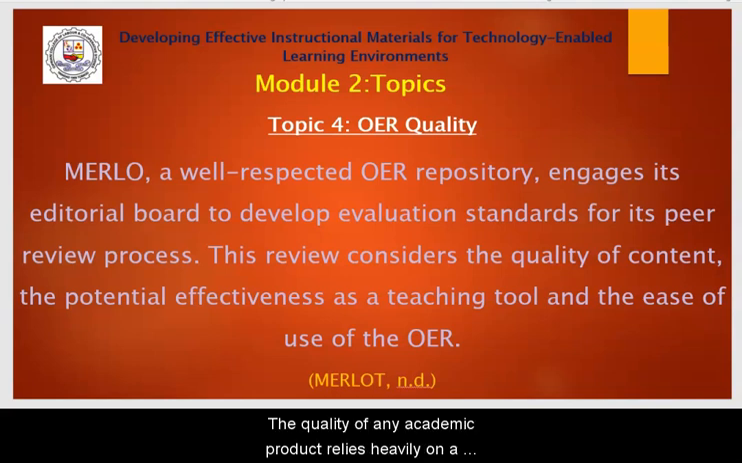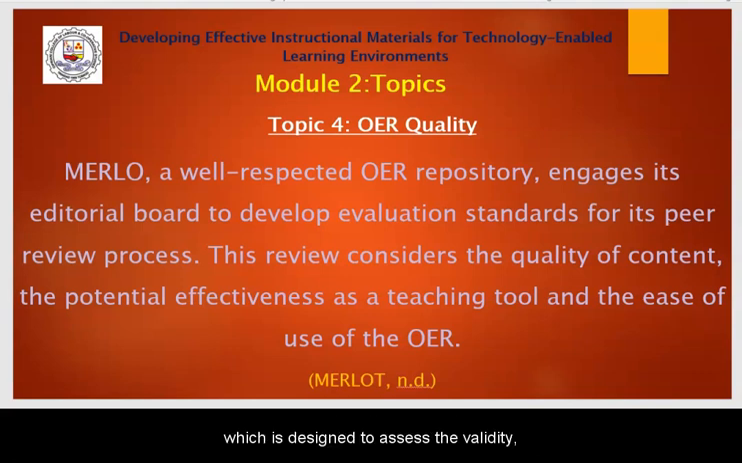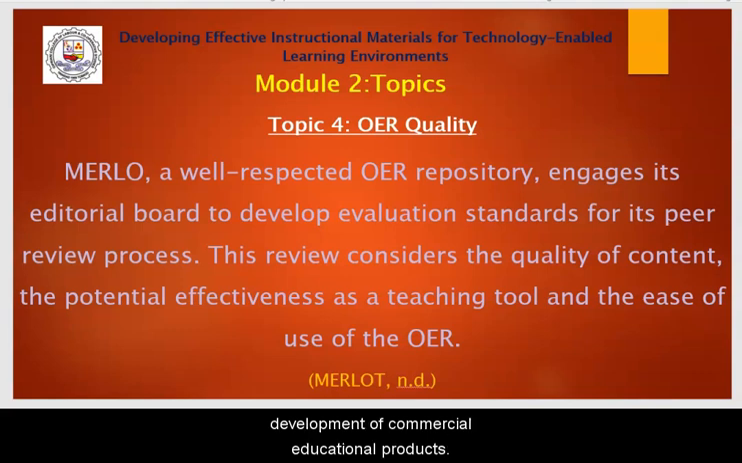The quality of any academic product relies heavily on a system of peer review, which is designed to assess the validity, quality, and originality of content. The OER development process differs from the development of commercial education products. The collaborative aspects of OER development is normally voluntary, whereas collaboration in the commercial development will be contractual. OER relies on a system of voluntary peer review to revise and analyze each resource to ensure quality.